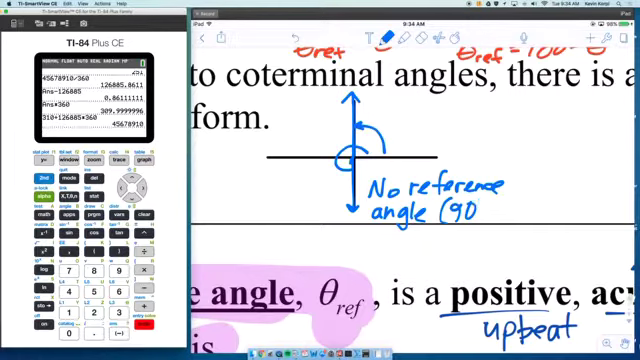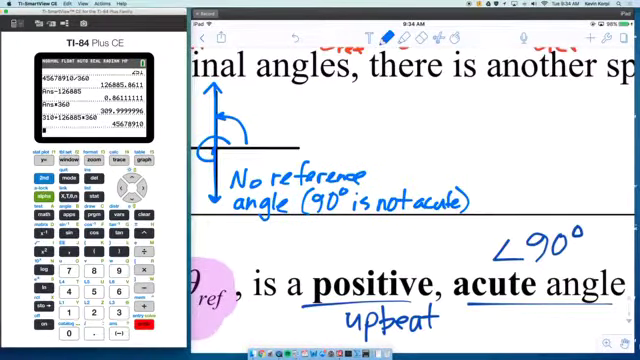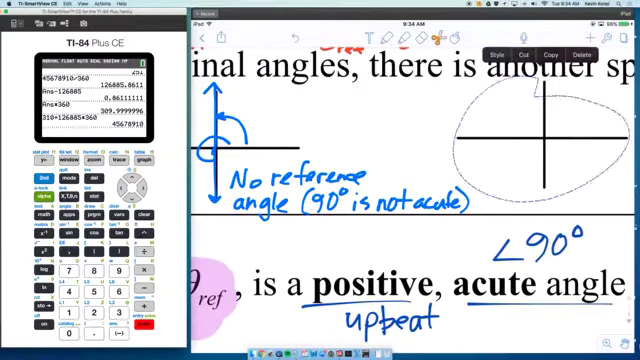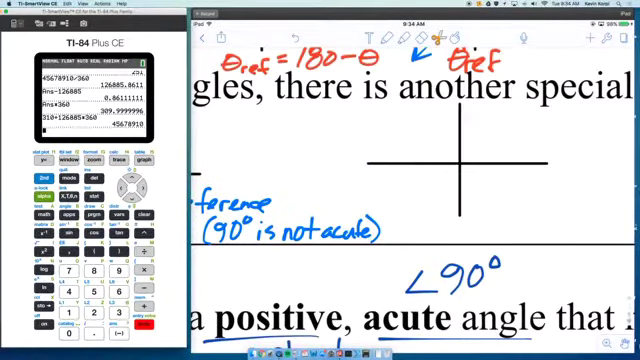Okay, because 90 degrees is not acute. The other special case is when your angle terminates not on the y-axis, but on the x-axis. So it could terminate there. That would be an angle of 0. Or it could terminate over here. That would be an angle of 180.